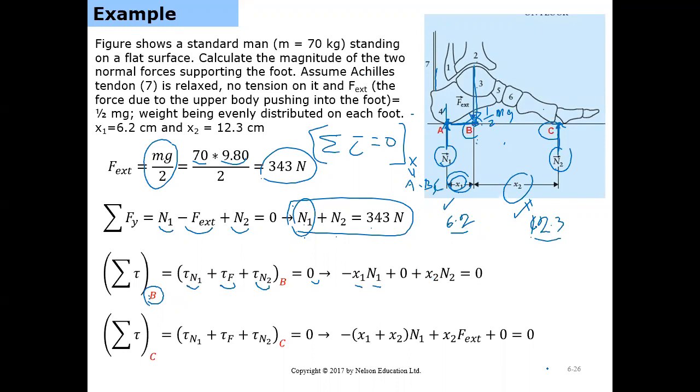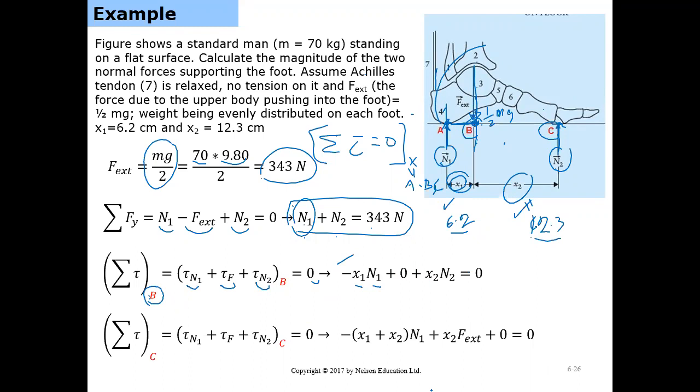Trying to rotate it clockwise, right? This is the pivot point, and N1 is trying to rotate it about the point B, not any other point. It's trying to rotate it clockwise, so it is negative. What about the torque from F? That force is going through the point B. If the force goes through the point B, the torque will be 0 because the angle is 180.